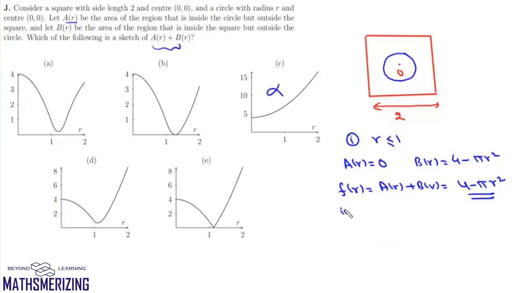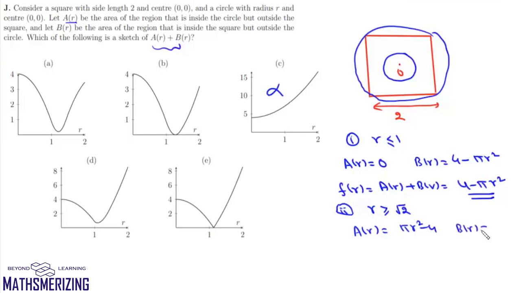Now we'll consider the next case, when this square lies inside the circle. That is when the value of R is greater than or equal to root 2. The value of AR will be pi r square minus 4, and the value of BR will be 0. So we'll get this function FR as pi r square minus 4. Now in this case, it will be a parabola opening upwards.